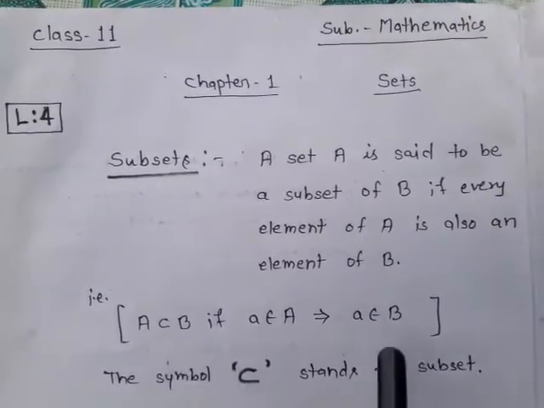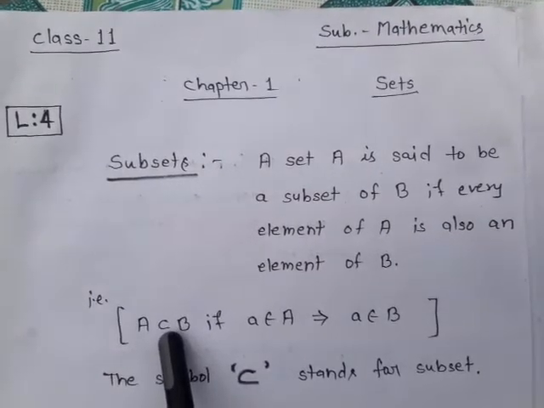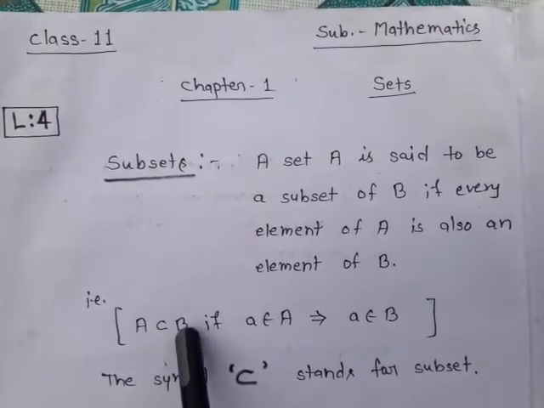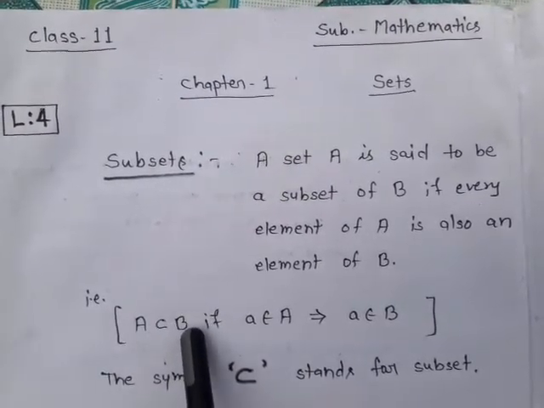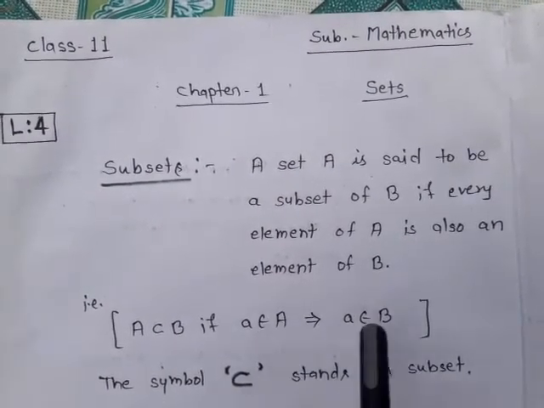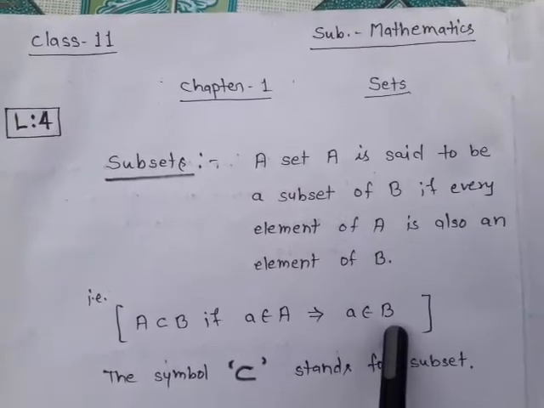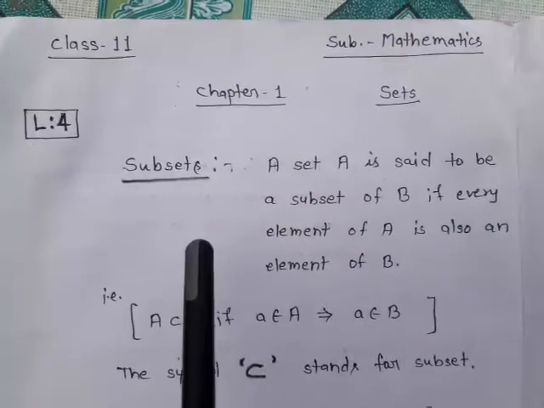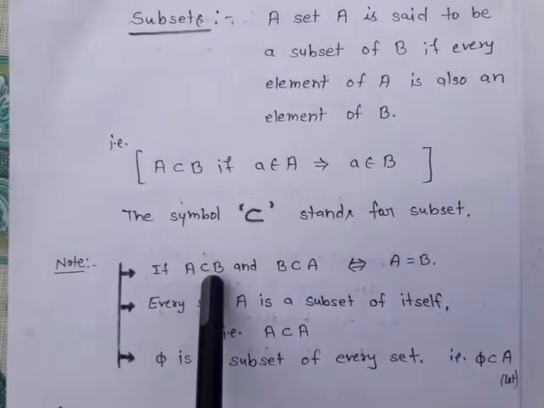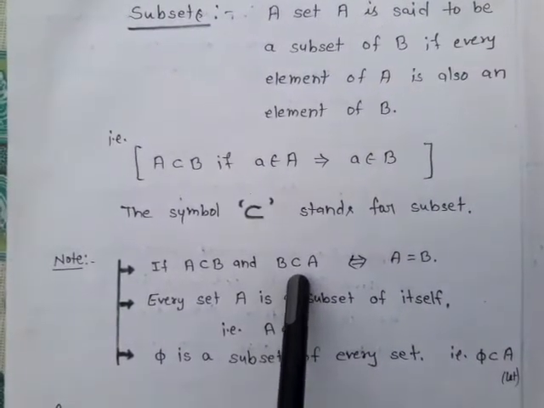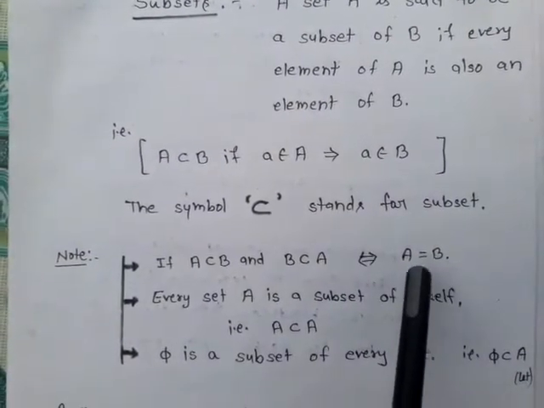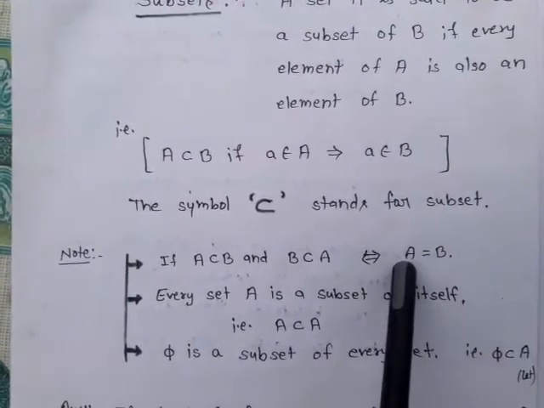Here this symbol stands for subset. A is said to be a subset of B if every element of capital A belongs to capital B. Now for subsets, some important points you should understand. If A is a subset of B and B is also a subset of A, which implies that A is equal to B. That means if two sets are equal, then A is a subset of B and B is also a subset of A.